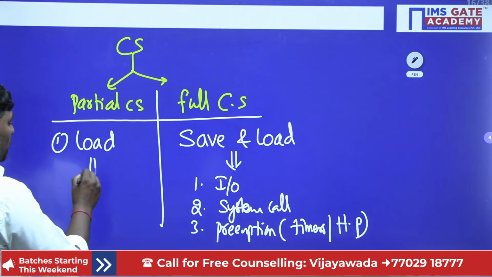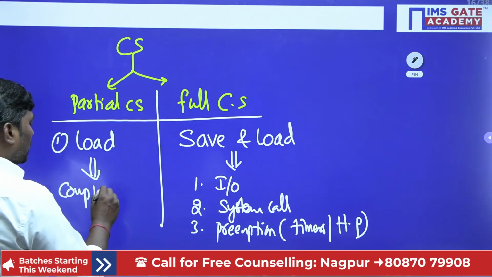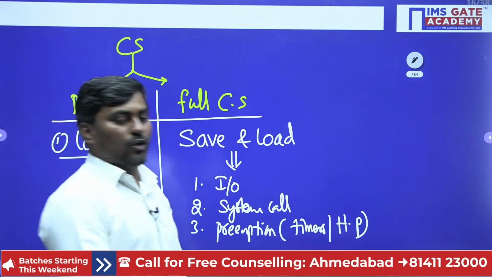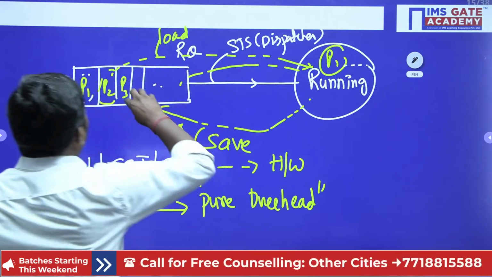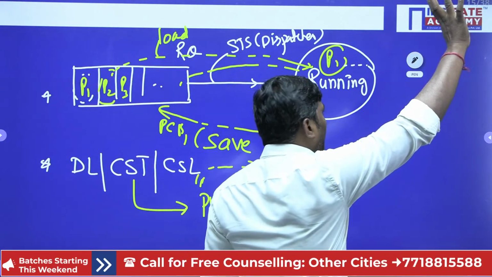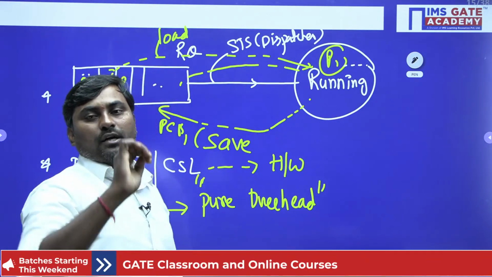Now suppose a process is loaded and execution completes. Simply execution completed, no IO required. In such a case only a load operation happens. I hope you understand what I am trying to say. One process is loaded here, executed, terminated. So only load happens, right? Load operation happens. This we call partial context switch.